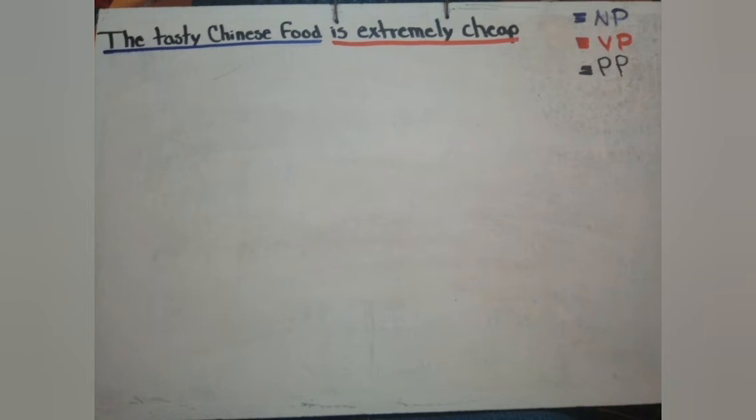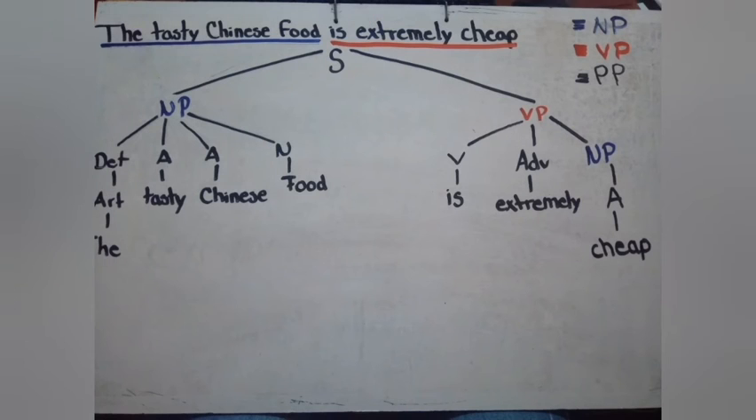Well, let's see another sentence. We have the tasty Chinese food is extremely cheap. Well, the first is the noun phrase, the tasty Chinese food, and we have the verb phrase that is is extremely cheap. Let's start, okay? Well, in noun phrase we have a determiner, an article, the. Then we have an adjective that is tasty. Then we have another adjective that is Chinese. And finally we have the noun that is food.